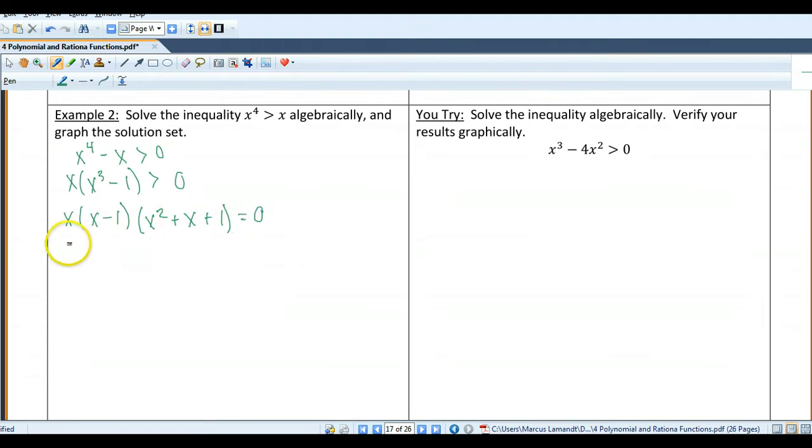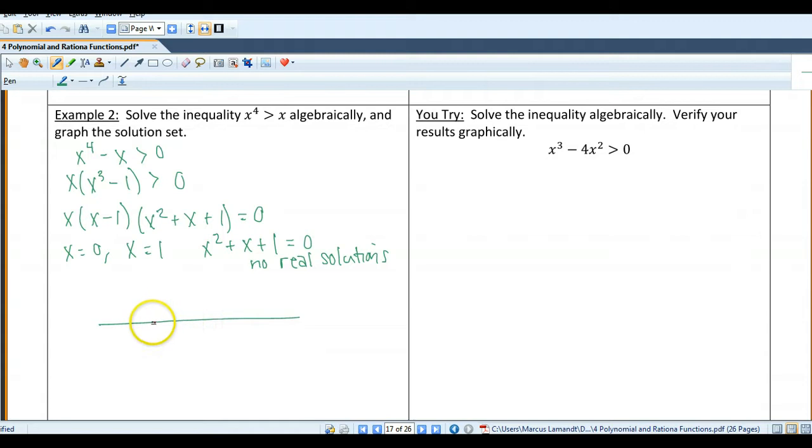Okay? So, x equals 0, x equals 1, and this one doesn't ever equal 0, so we're just going to deal with these. If you were to set this equal to 0 and try to factor it, you'll see that it doesn't factor. If you plug it into the quadratic formula, you'll see it has no real solutions. So we're just going to deal with these. Alright? Here's 0. Here's 1.